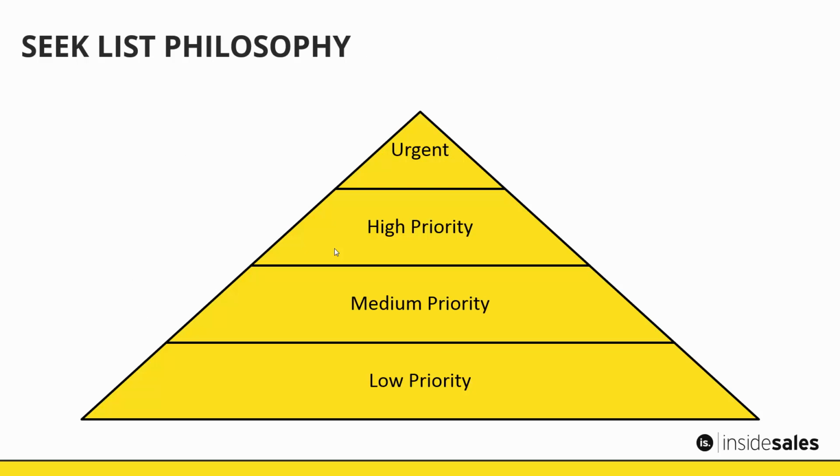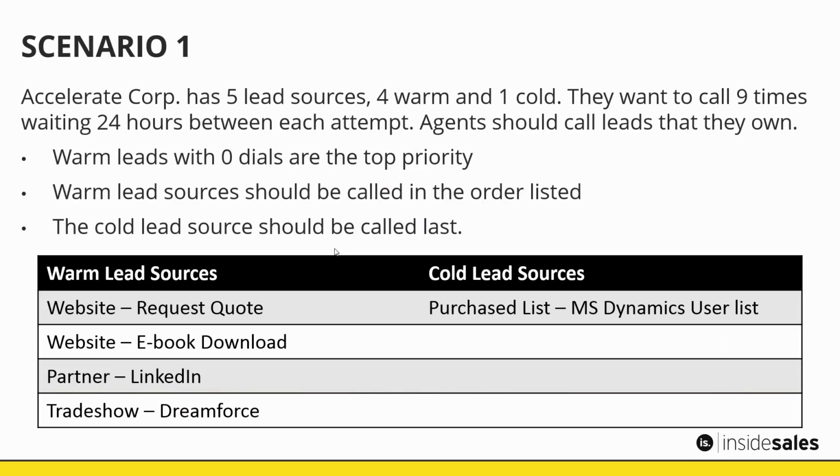So what is the seek list philosophy? With the seek list, we're going to call our most urgent leads first, then work our way down to our high, medium, and low priority leads. So we're calling the most important leads first every time. Let's walk through a scenario to see how to build a basic seek list, following just a few basic criteria.